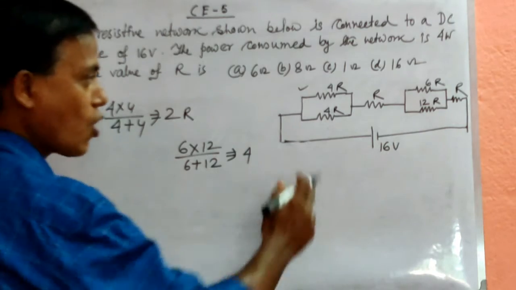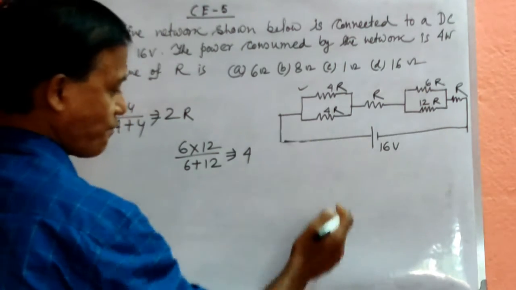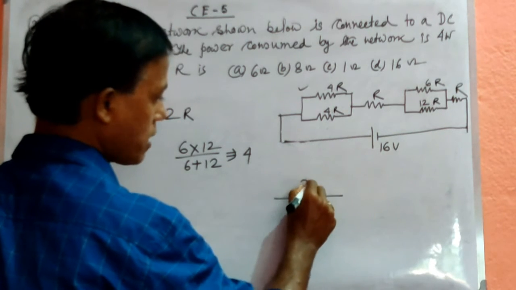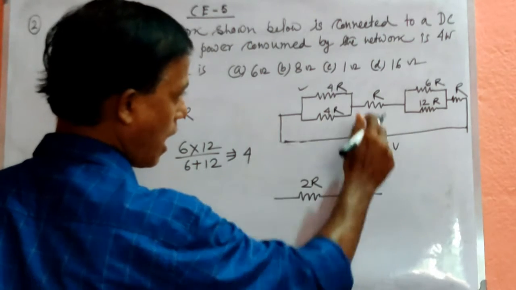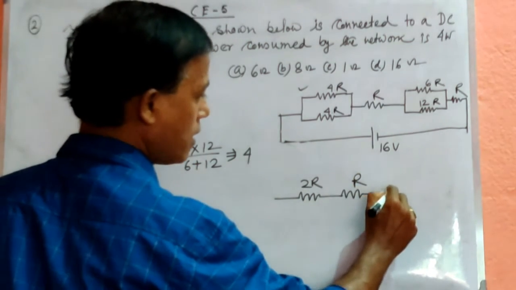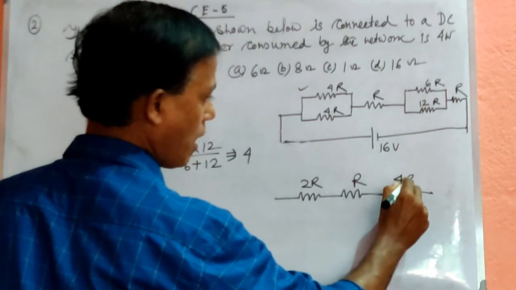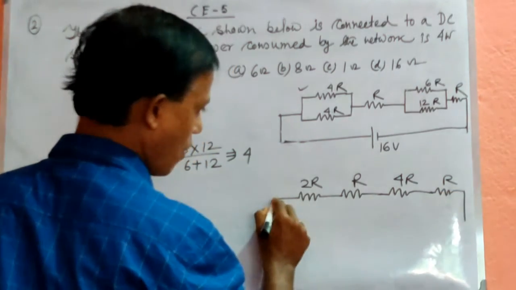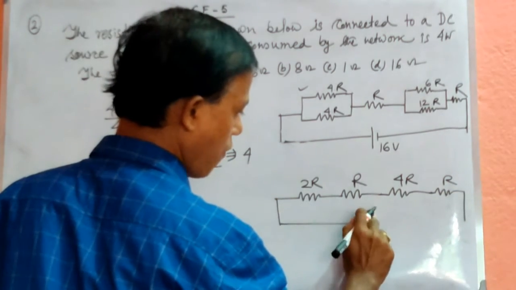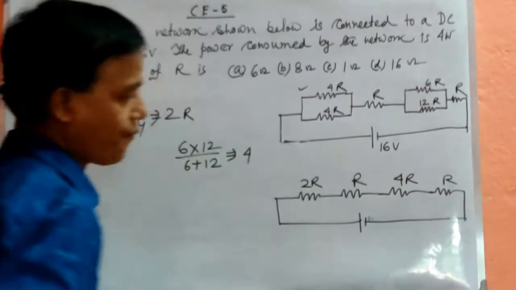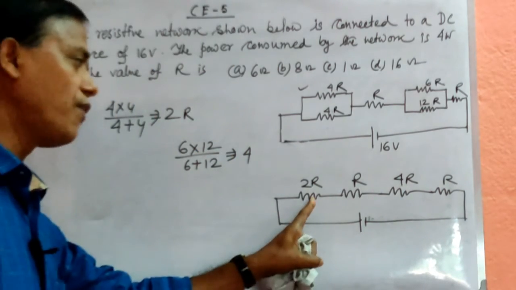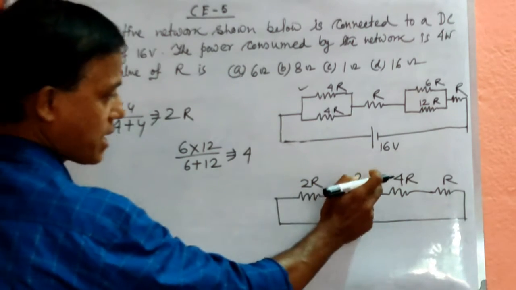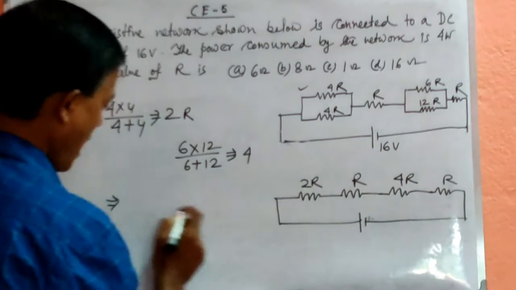So let's draw the equivalent circuit of this network. It will be like this: 2R, this is R, this is 4R, this R is here, and also this is 16 volt battery, DC battery. So the equivalent resistance of this network is 2R plus R plus 4R plus R, 8R.